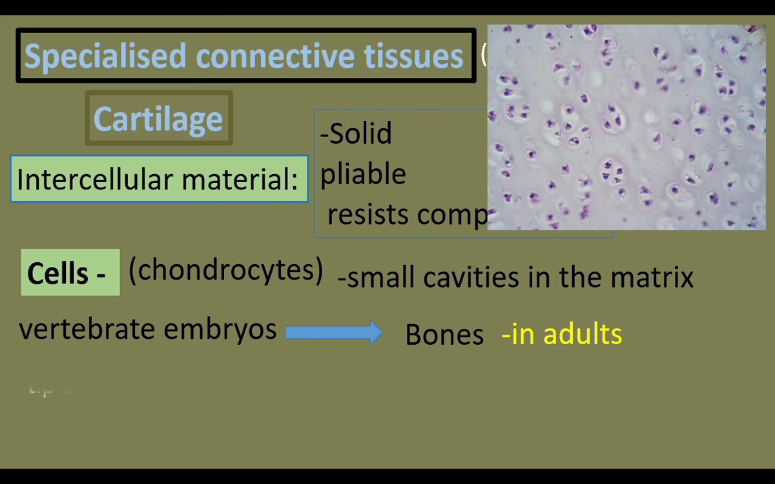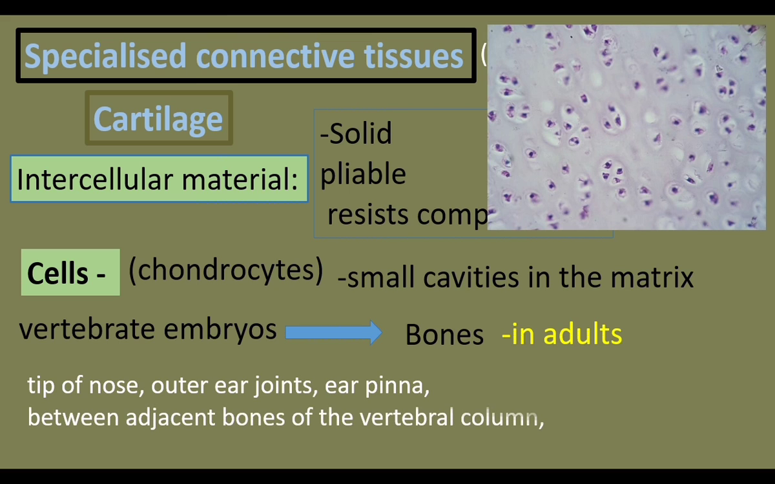They are the tip of the nose, outer ear joints, ear pinna, between adjacent bones of the vertebral column. The vertebral column is made up of a series of bones. In between the bones, cartilage is present. Cartilage is also present at the ends of long bones.